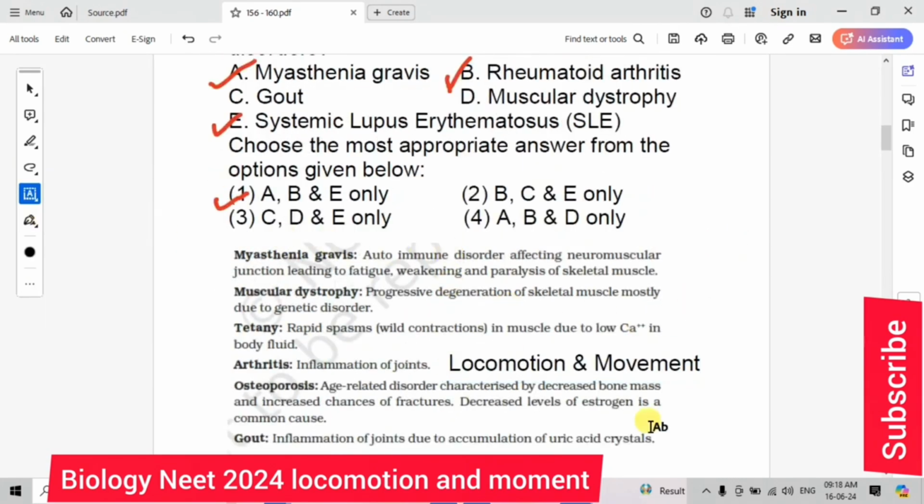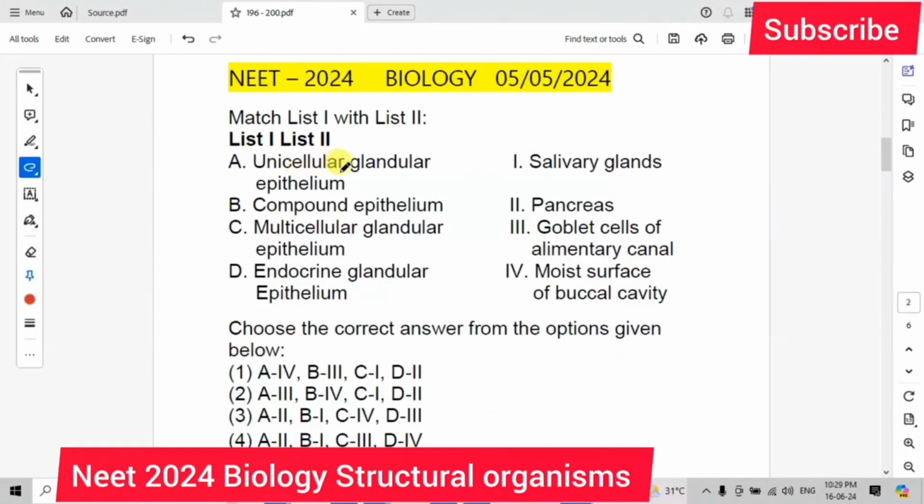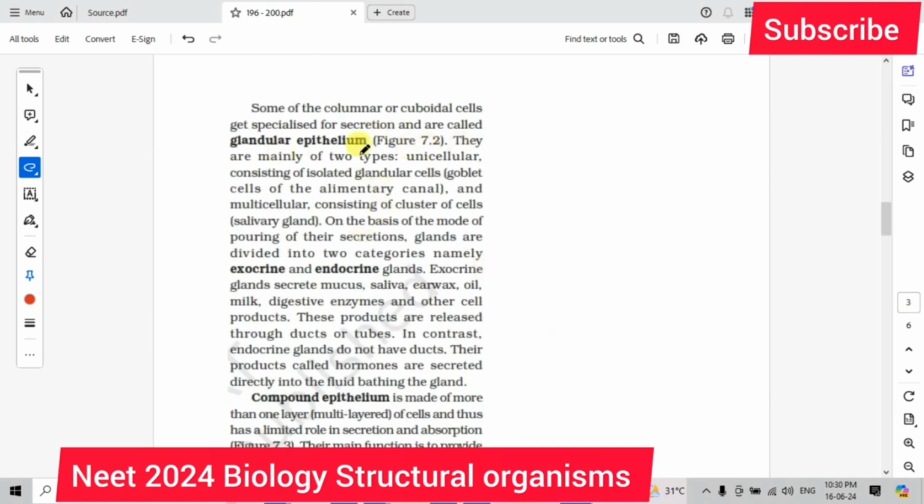Match the following. Unicellular glandular epithelium, and it is present in 3, goblet cells of alimentary canal. Next, compound epithelium, and it is 4, moist surface of buccal cavity. Next, multicellular glandular epithelium, it is 1, salivary glands. Next, D, endocrine glandular epithelium, it is 2, pancreas. So the sequence is 3, 4, 1, 2. Option 2 is the answer. From the lesson or chapter known as structural organisation.